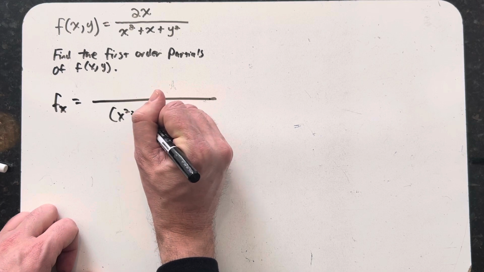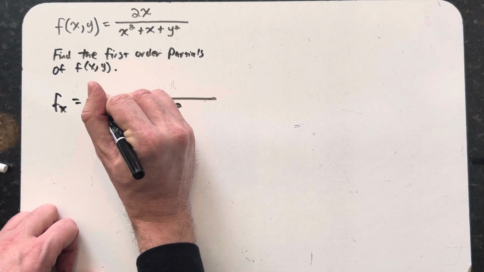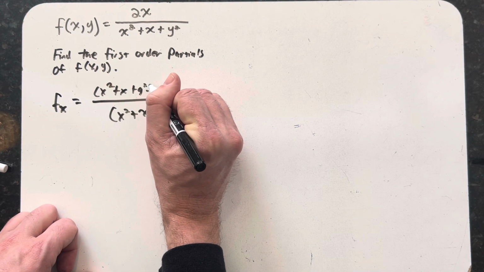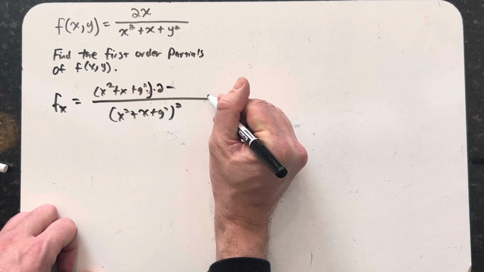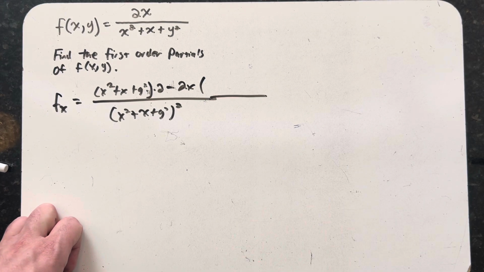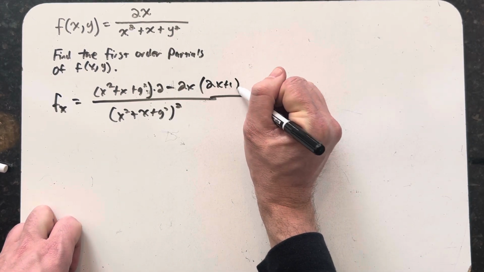So x squared plus x plus y squared, all squared, and then I have the bottom times the derivative of the top, minus the top times the derivative of the bottom. And thinking about this derivative with respect to x here, I get 2x plus 1.